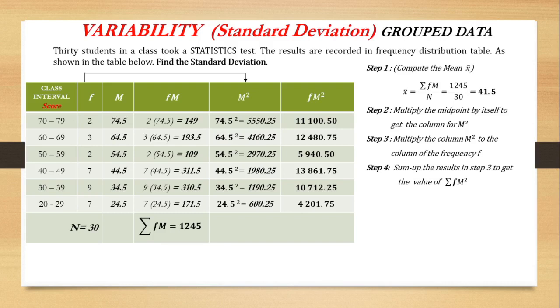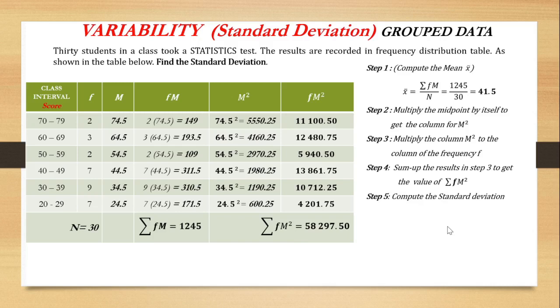Step 4, we need to sum up the results in step 3 to get the value of the summation of the product of the frequency and the square of the midpoint, which gives us 58,297.50. Step 5 is we need to compute the standard deviation of the grouped data using the formula. Standard deviation is equal to the square root of the summation fm squared divided by n minus the square of the mean. Substituting the value of our summation fm squared, which is 58,297.50, and our n, which is equal to 30.